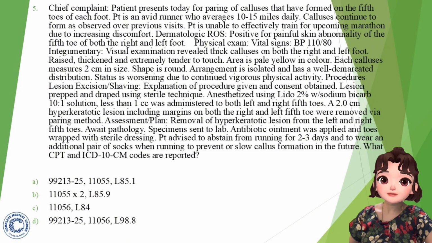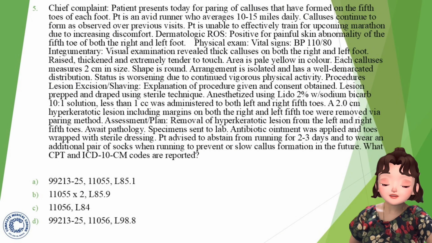So in option B it is mentioned 11055 into 2. No, we already have an add-on code as 11056. So you should not code primary times 2. If there is an add-on code, you should not mark 2 primary codes. So 11055 times 2 is incorrect. Okay. Sorry, not add-on code. I mean the exact code. 11056 is not an add-on code.